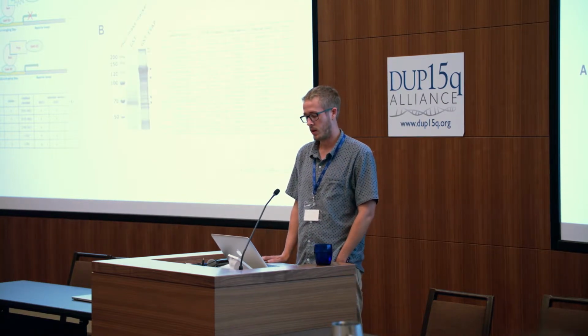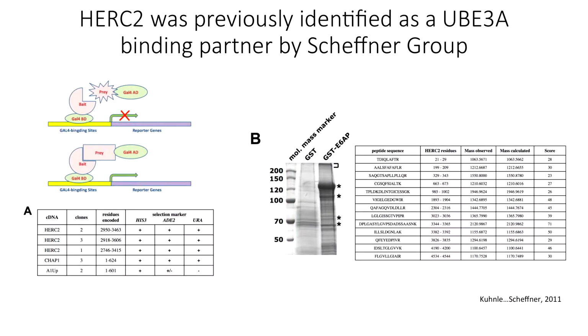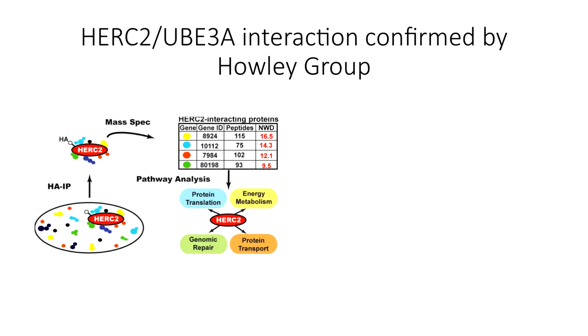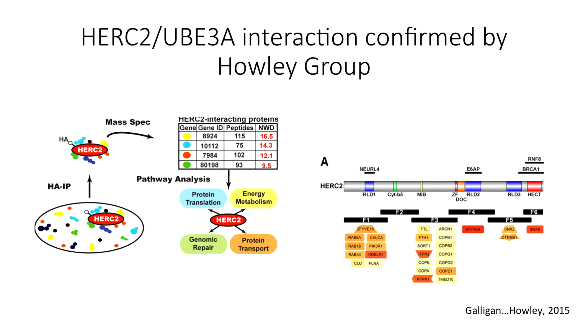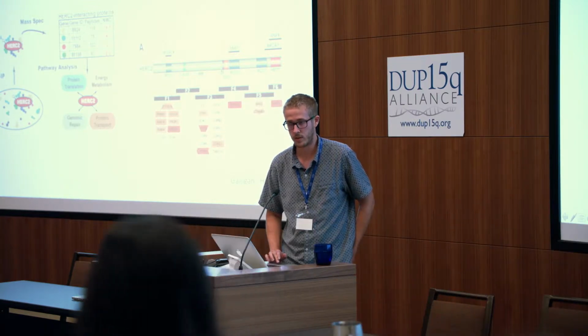They also fused UBE3A to GST and did pull-downs, and when they did mass spec on that high molecular weight band, they found that HERC2 was in that band. So again, this indicates that HERC2 and UBE3A are physically interacting. A second group, Peter Howley's, expressed different fragments of HERC2 with an HA tag and did pull-downs. When they expressed the fragment of HERC2 that contains the RLD2 domain, they found it binding with E6AP, or UBE3A. So another lab confirmed this interaction.